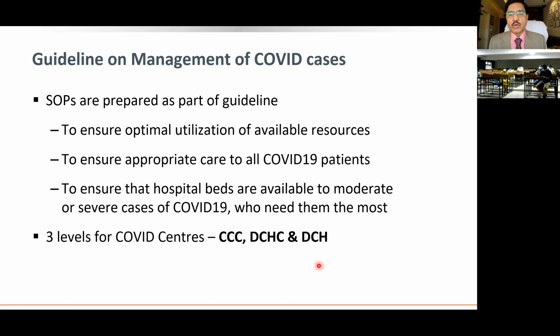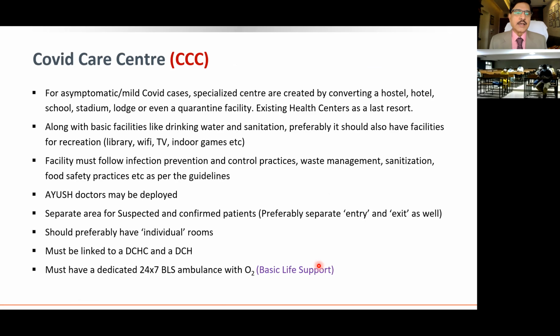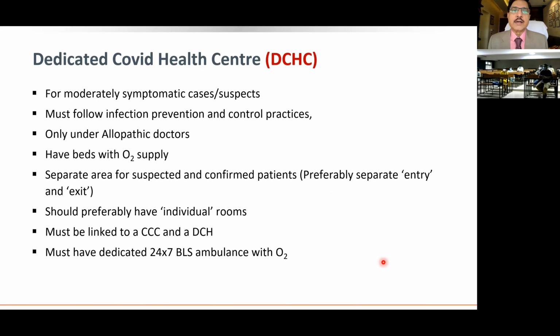3 levels of COVID centers, already done. COVID care center is a center where there is no oxygen facility, but there is facility to monitor, keep the patient separate in a room and also monitor the pulse oximetry and the heart rate. And there is a healthcare worker available 24/7, and basic life support and ambulance is also available in a COVID care center. Whereas dedicated COVID health center, they have beds with oxygen supply, and there are separate exit and entry areas, and of course this is monitored by a doctor, only an allopathic doctor.